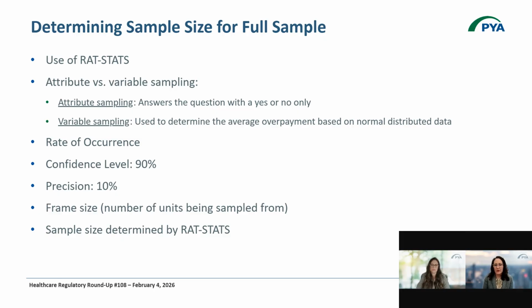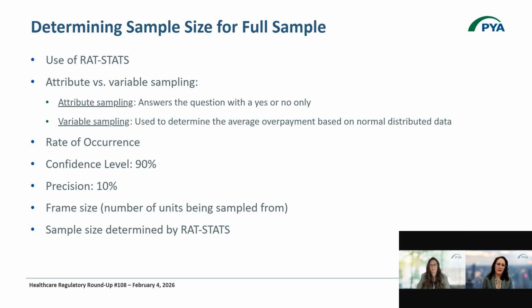The variable sampling is where we're dealing with the dollars and we have good normally distributed data, and then we can address that from a variable sampling. These are two terms that you'll see in RATstats, so you want to make sure you're selecting the right sampling method and then ultimately the right appraisal method on the back end. You'll have that rate of occurrence. Say you have a 60% claims error rate, but then you have a 30% financial error rate. Which rate of occurrence do you need to use? That will be dependent on which type of sampling method that you're using. So understanding that is key.